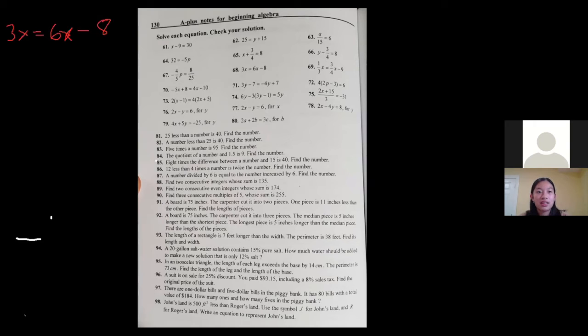So again, you want to make sure 6x is alone. In order to do that, you have to make sure the number next to it is 0 because any number plus 0 is just going to be that number. So -8 plus 8 is 0. So we don't need that anymore. And then you know that 3x plus 8 equals 6x.